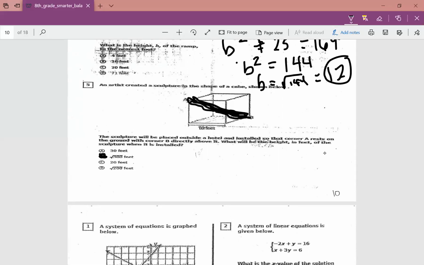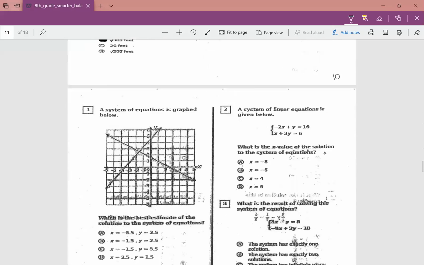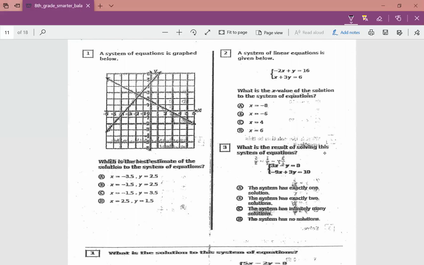All right, let's go on to page 11. That page was all about Pythagorean theorem. So again, any questions, any further detail, just contact me. All right, we're jumping to page 11. Page 11, system of equations. A system of equations is graphed below. What is the best estimate of the solution to the system of equations?